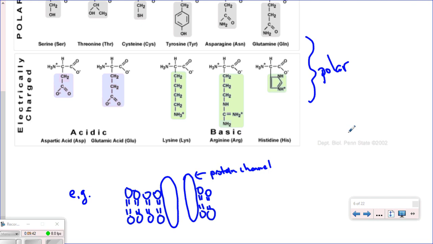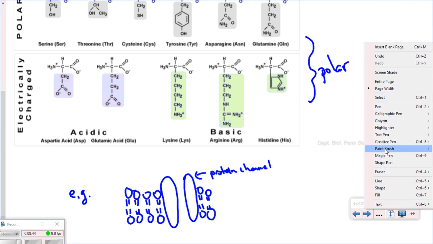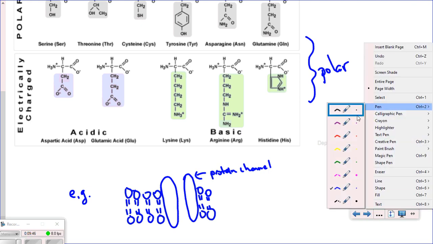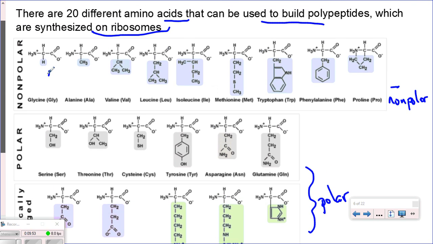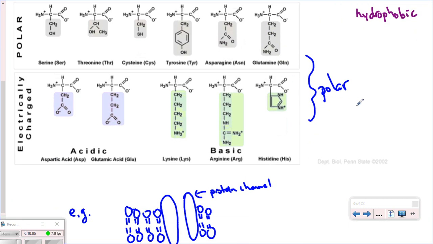And so the fact that we have polar and non-polar amino acids means that we can predict where we will find certain types of amino acids. So recall that when we talk about a non-polar amino acid, this is also going to be a molecule that is hydrophobic, or water-fearing, and our polar amino acids are going to be hydrophilic or water-loving.